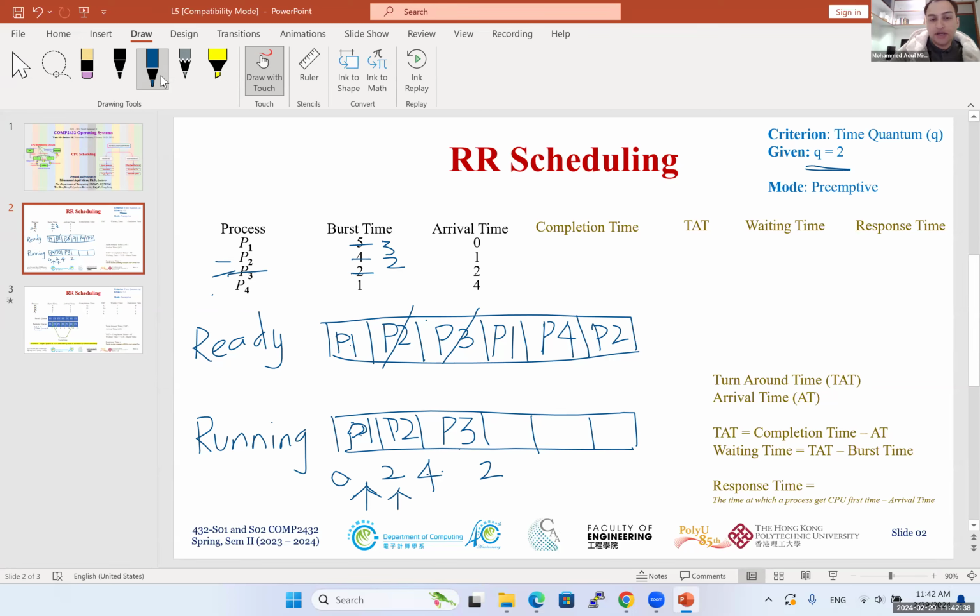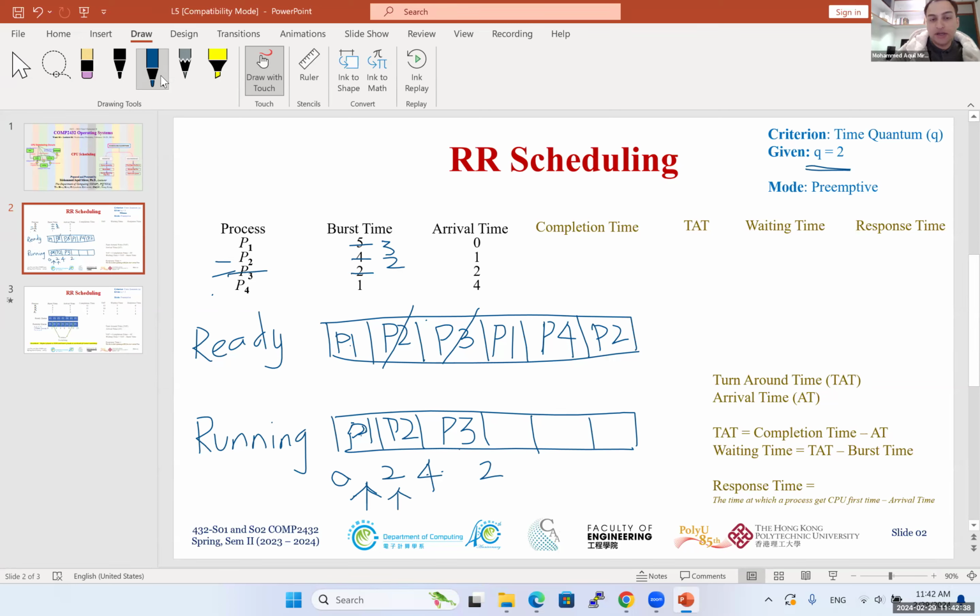So the P4 will get executed here. Now remember, since P1 still needs to get executed, we will again write P1 at the back of the ready queue. So the P4 will get executed. So how long will P4 get executed? So you need to add this one, sorry. So it should be 6 and this one should be 8.